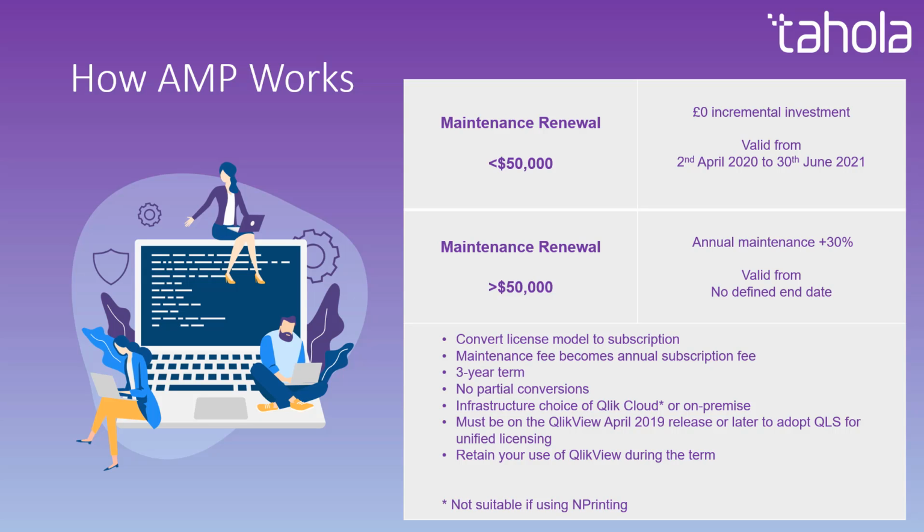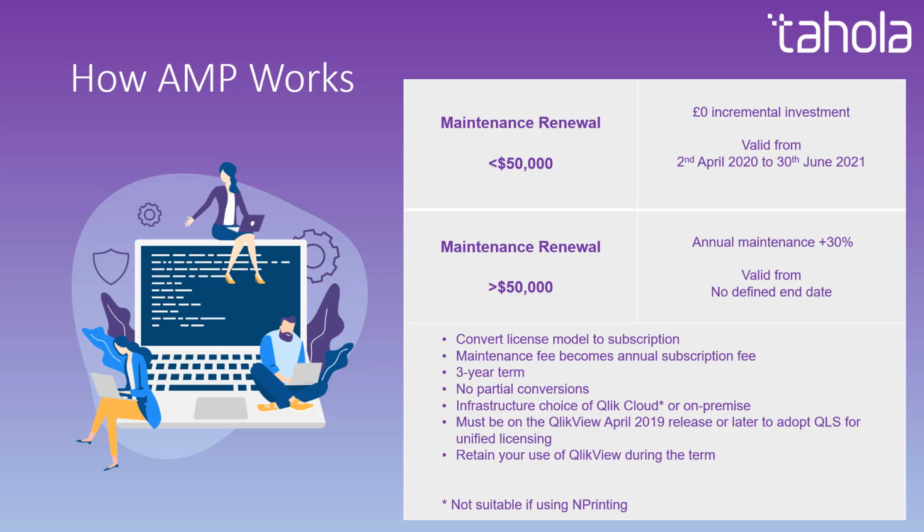Now, once you've gone through the process of completing the paperwork, which is really quite simple and straightforward, the way that it works is that Qlik will convert your current perpetual license model into a subscription license model. And your maintenance fee that you've been paying per annum will become your annual subscription fee. The subscription will be for a 3-year term, and Qlik will apply Qlik Sense licenses based on the license mix of QlikView licenses that you have. You'll have a choice of infrastructure, either using on-premise or Qlik's cloud environment, entirely up to you.